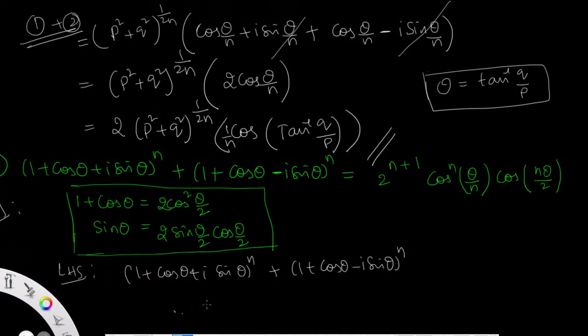So that is in the next page, that is the LHS. Now consider (1 plus cos theta plus i sin theta) whole to the power of n. So this is the formula for 1 plus cos theta, and we have this formula.